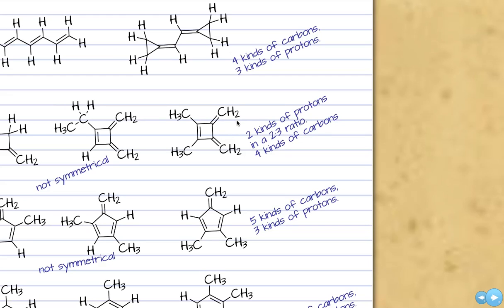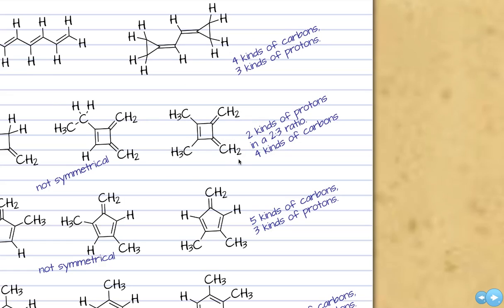in a 2:3 ratio. There's four of these, there's six of these. That fits the proton NMR's idea perfectly. However, there's four kinds of carbons. There's that one, that one, that one, that one. Because this side of the molecule is the same as that side of the molecule.